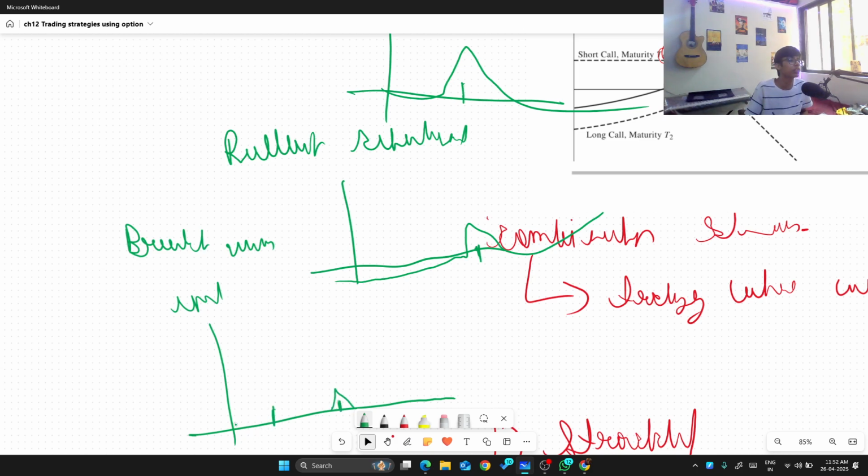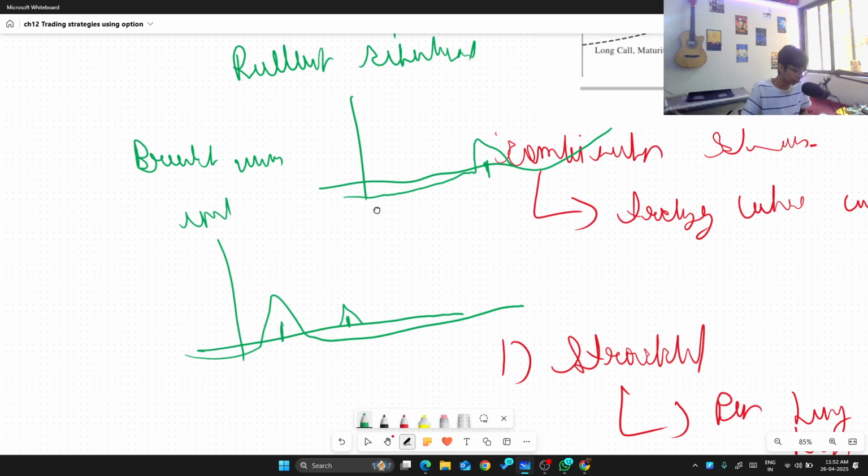Bearish will be here, right? And there is a concept called reverse calendar spread, which is the opposite of the calendar spread. It will go like this, right? And that's all I wanted to cover.